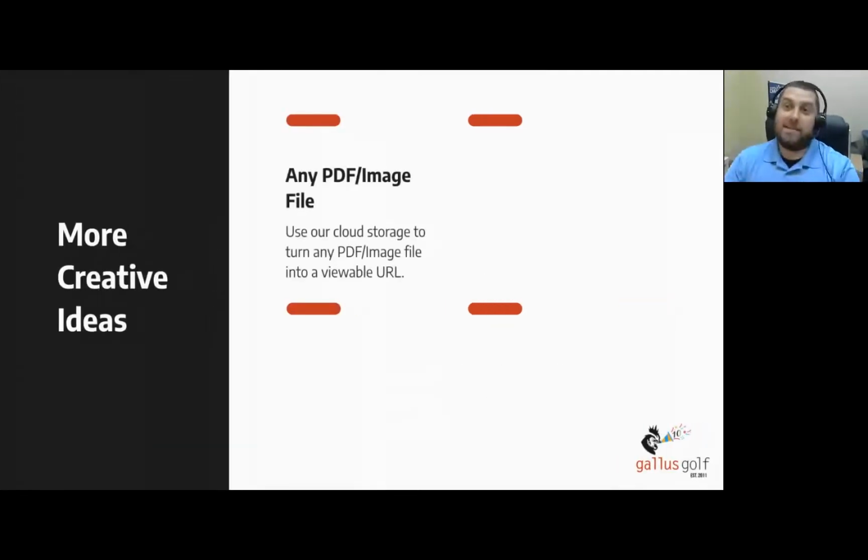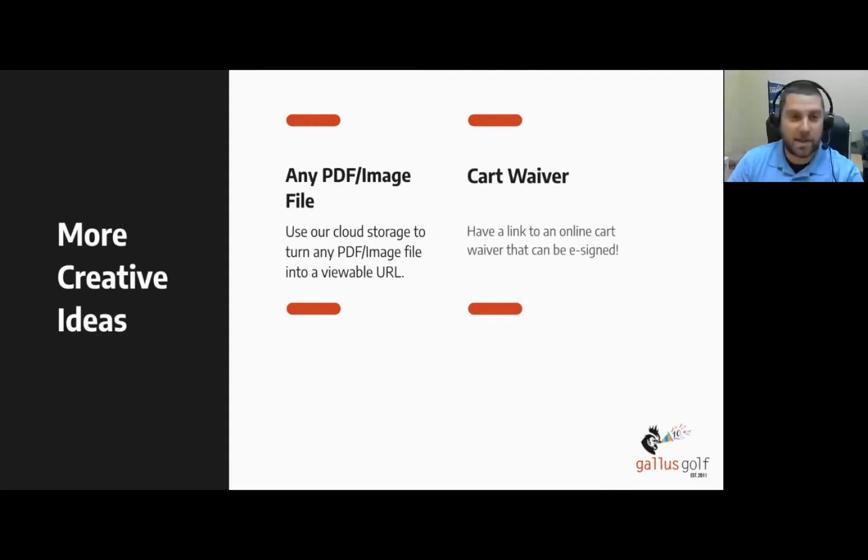Even more creative ideas. These are a little bit more high level. One is a PDF or image file. There is a way, and you can look at our knowledge base to search for this. Essentially, if you have any PDF or image file and want to create a URL that is viewable on the web, you can do that under setup files in the dashboard and basically turn any image file or PDF into a viewable URL, and then just copy and paste that link into a button on the homepage. So this is a very fantastic way. If you have flyers for upcoming events or just anything in general, that's a great place to put them.